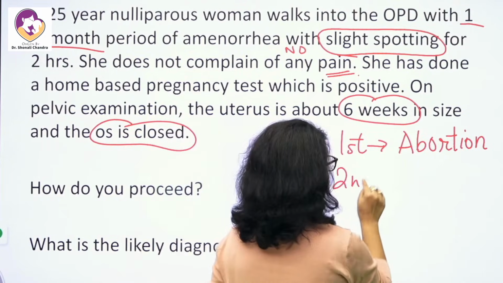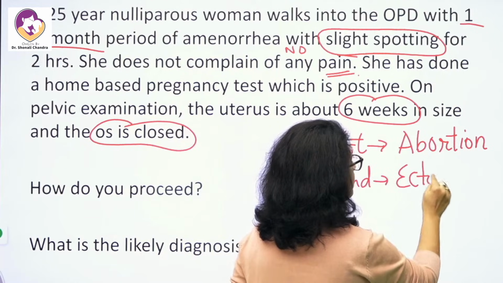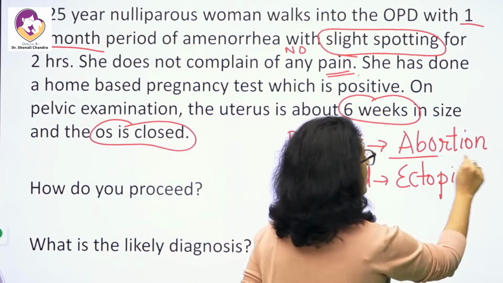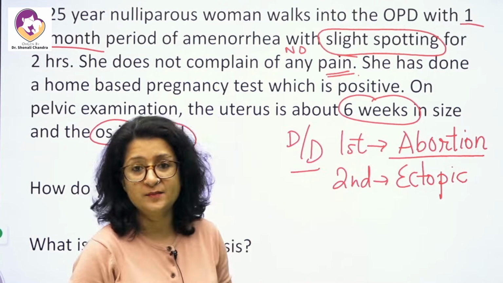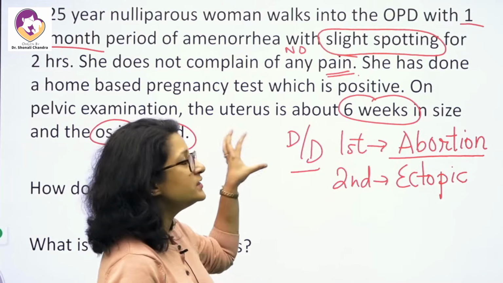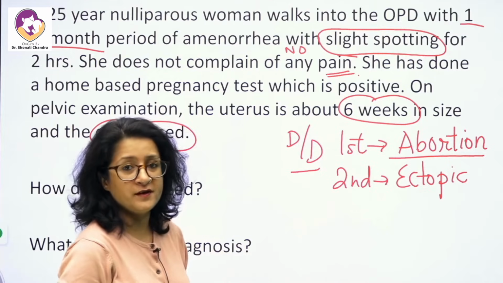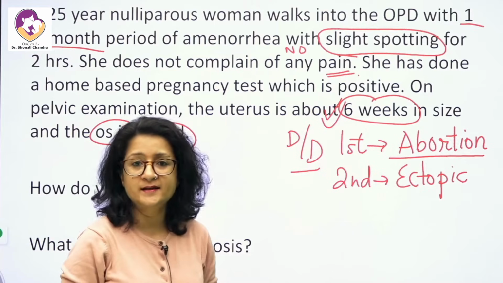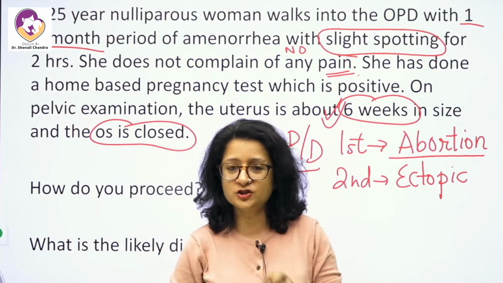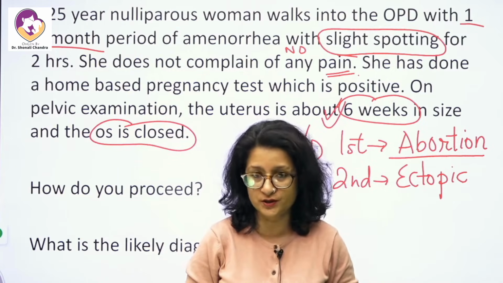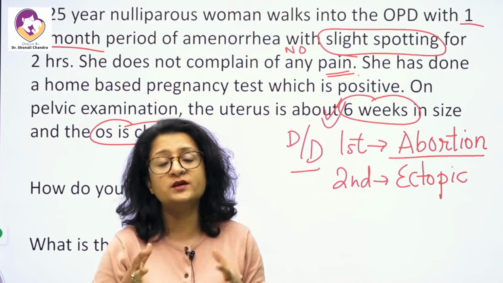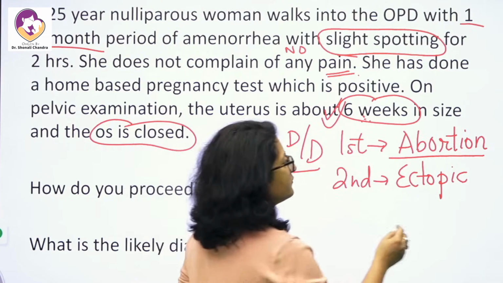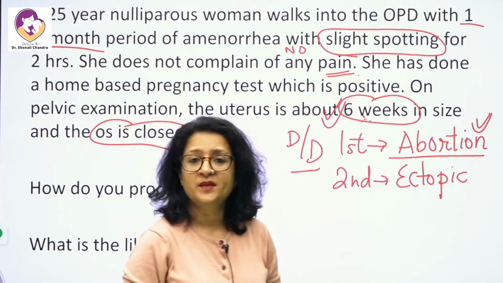So the second differential diagnosis is an ectopic pregnancy. Now why in this situation is it more likely an abortion? Because of our clinical examination. Very important, apart from the history of the symptoms and the chronology of events, another important feature is that the uterus is about 6 weeks in size. Now in ectopic pregnancy, when the location of the pregnancy is outside of the uterus, most commonly in the fallopian tubes, the uterus would not be enlarged, right? So that goes more in favor of our diagnosis, which is abortion.